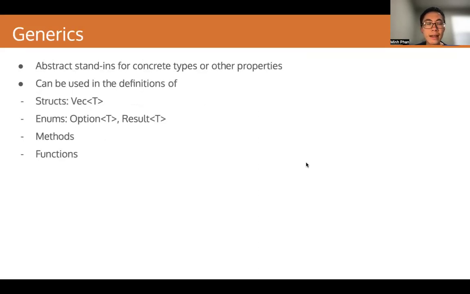So generics. Generics are basically abstract stand-ins for concrete types or other properties. And they can be used in the definitions of structs, such as a vector, or enums, as we have seen with option and result. They can also be used in methods and functions. So what abstract stand-ins means here is that you can substitute the generic type with any actual type, such as a vec. You can have a vec of i32s, vec of chars, vec of u16s, or any other types that you have. The same goes for options and results.